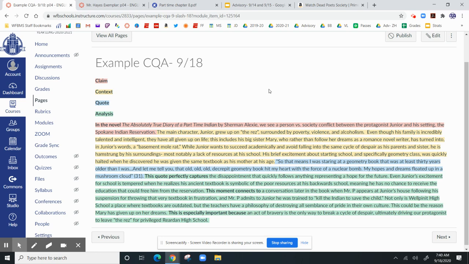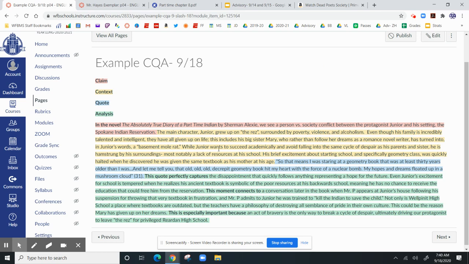So I don't have to do a page number for that because it's such a short little quotation. But right there, I'm establishing the broader problem with the reservation: the poverty, the violence, the alcoholism, and mentioning Junior's sister to set up my main point of how Junior conflicts with the same setting in the same society. Now I'm going to get more specific to my scene of the quote.